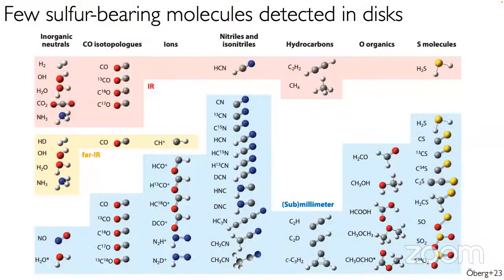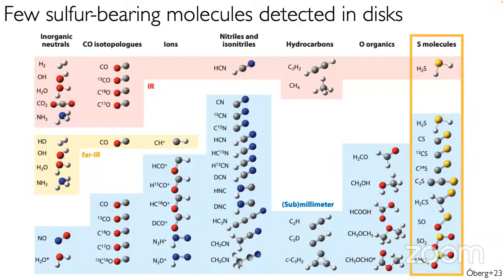And so I'll just jump right into what I want to talk about today. Here is the census of molecules that have been observed and detected in protoplanetary disks to date. Perhaps the infrared portion of this is a little out of date now already because of JWST. But you can see here each column represents a different type of molecule. There are neutrals, CO isotopologues, nitrogen, oxygen, hydrocarbons, and then lastly, sulfur-bearing molecules, which is in this column here. And what you might notice is there are relatively few sulfur-bearing molecules that have been detected in disks so far.